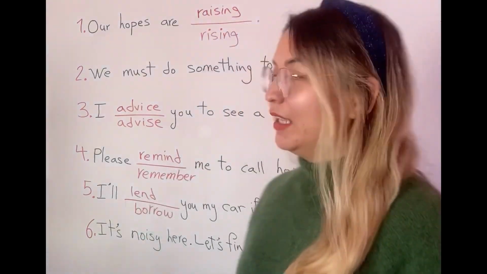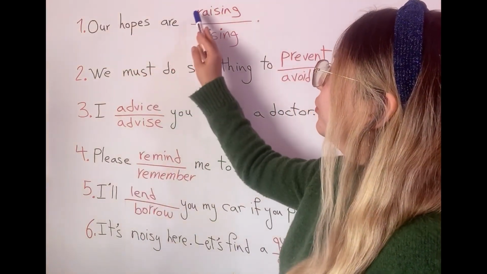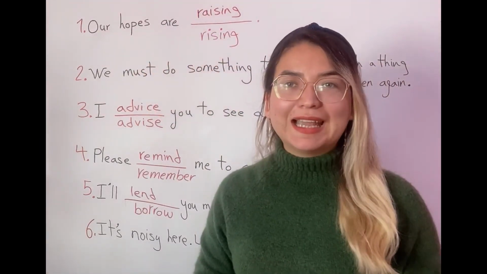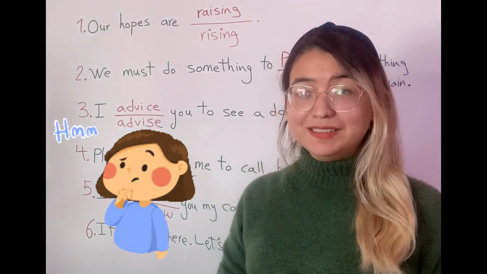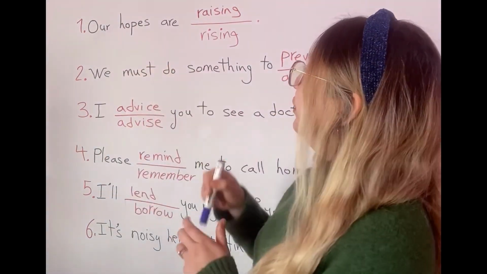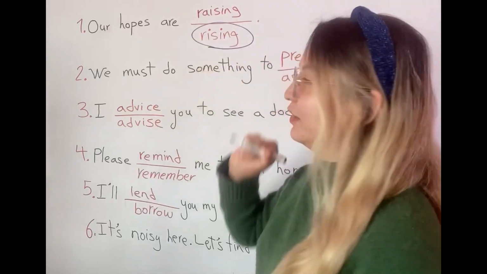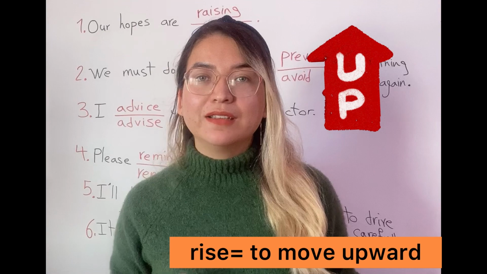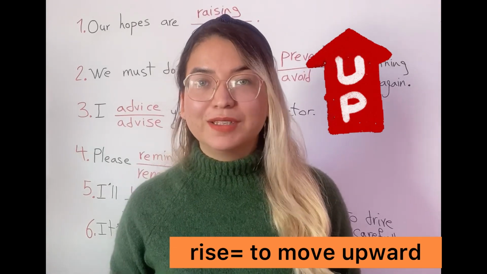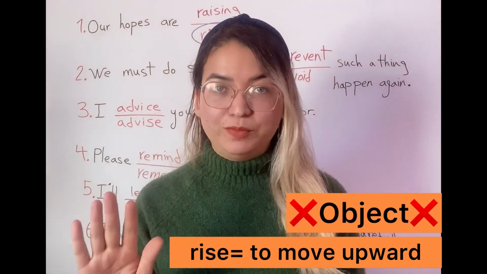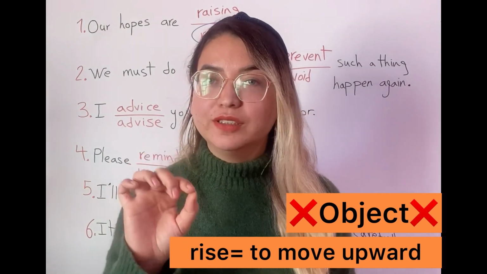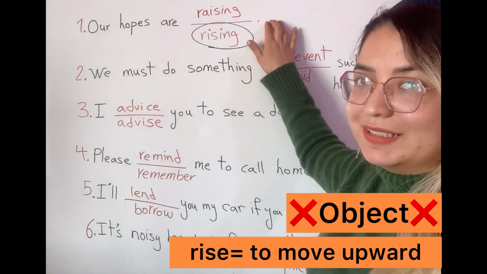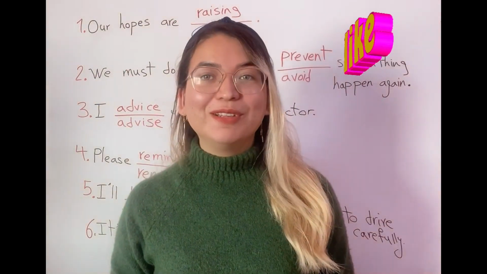Okay, number 1. Do we say our hopes are raising or our hopes are rising? Which one is the answer? The answer is our hopes are rising. Do you know why? Let's look at their meanings. Rise means to move upward, okay? And it doesn't need any object. Object is the word that comes after the verb. And here we don't have any object. So the answer is rising.